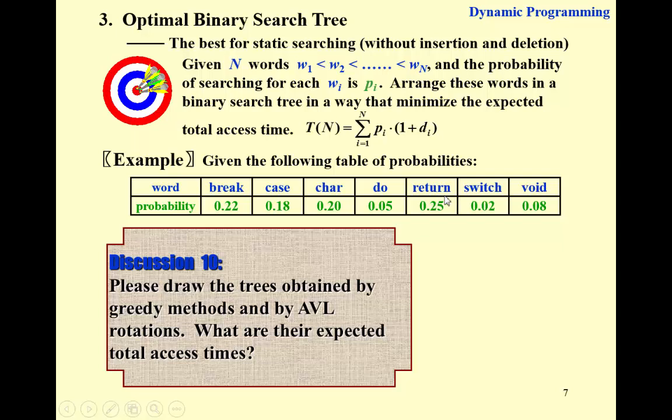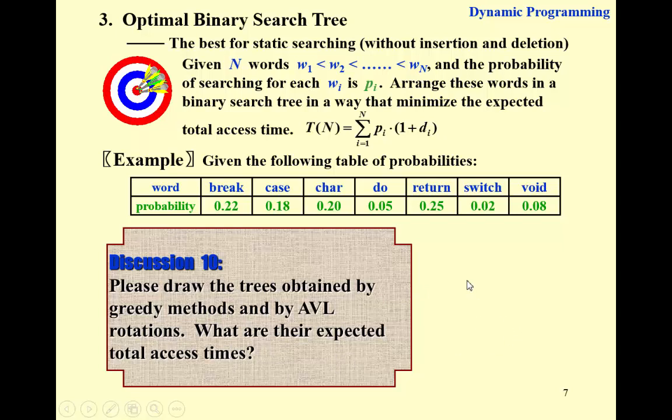So for example, return is the keyword that has the largest probability of being visited, and therefore we would like to put return as the root. So it's going to take least time to access return. So being greedy means we can sort those keywords according to their probabilities and make insertions in that order. And that's the greedy method. And AVL rotations is that we simply make insertions in the given order and keep making AVL rotations to maintain a perfectly balanced tree. All right, so now click to pause the video, and I guess it's going to take you 10 to 15 minutes to draw the trees and do the computation.